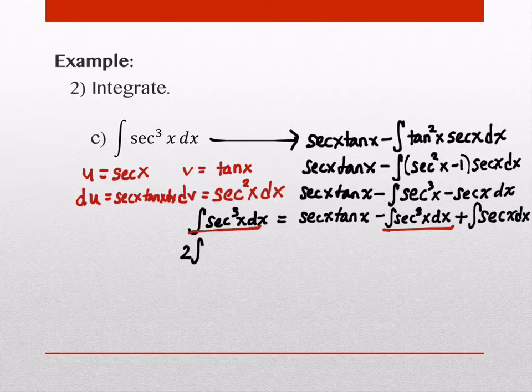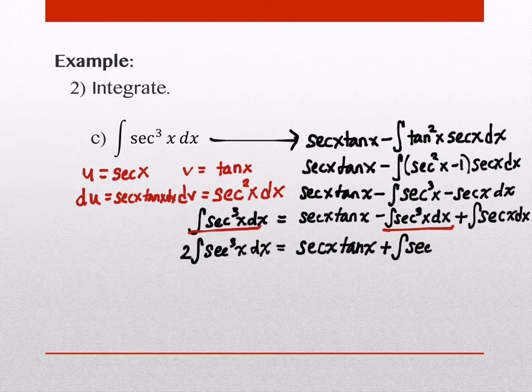So this is 2 now, secant cubed of x dx equals. And I have to write down the pieces that are still remaining. So secant x tangent x, and I've got plus the integral of secant of x dx.